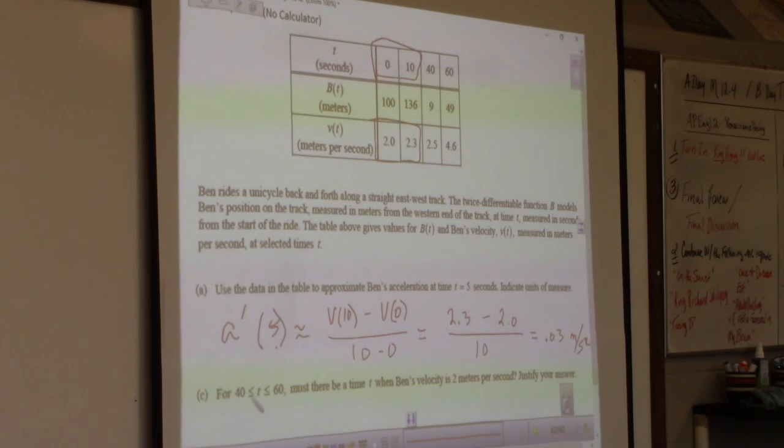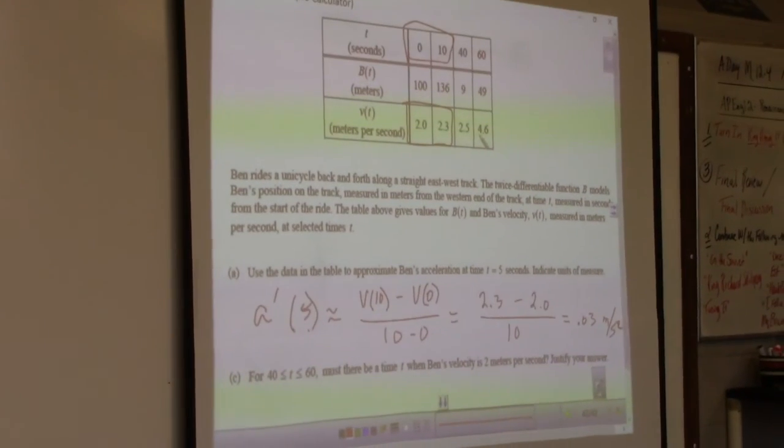All right, for the interval from 40 to 60, must there be a time t when Ben's velocity is 2 meters per second? Justify your answer. So we're looking for the velocity being 2 meters per second somewhere in the interval from 40 to 60. Well, from 40 to 60, the velocity goes from 2.5 to 4.6. So looking at this, using just the intermediate value theorem, what do we notice? Yeah, we don't think so. But there are other ways to do this.